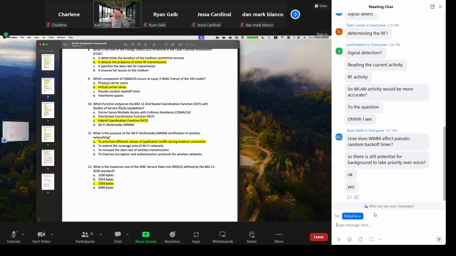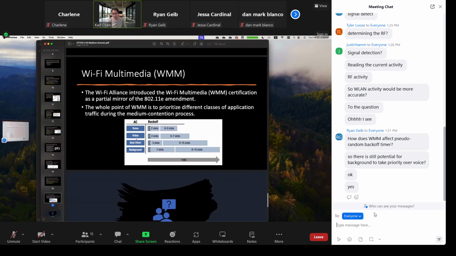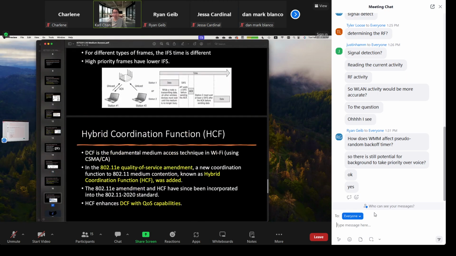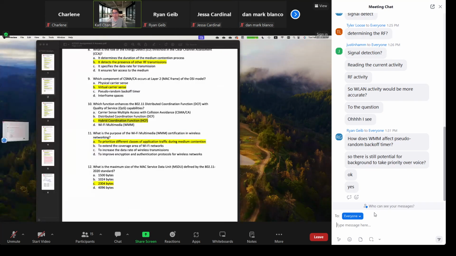Okay, and also, which function enhances the 802.11 DCF with QoS? It is the hybrid coordination function. Okay, this is not WMM. WMM is the category of different QoS frames. So DCF with QoS is HCF. Okay, this is from our slides. Any questions?